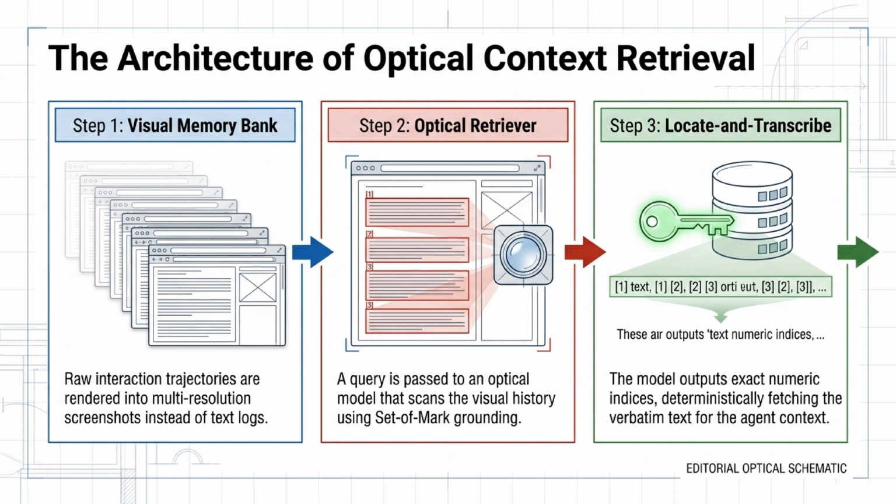How does this actually work? The architecture has three main steps. First, we have the visual memory bank, where raw interaction trajectories are saved as screenshots instead of text logs. Second, the optical retriever passes a query to an optical model that scans this visual history. Finally, we use a locate and transcribe step, where the model outputs exact numeric indices to deterministically fetch the verbatim text.